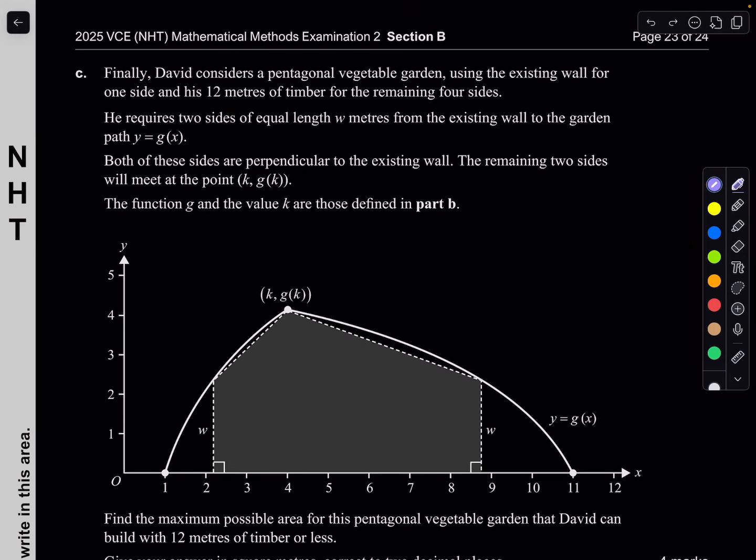Alright, so we've already calculated K from the last question. So this here, I'm just going to write it. Remember, K was 4? And basically G of 4. The function G and the value of K are those defined in part B.